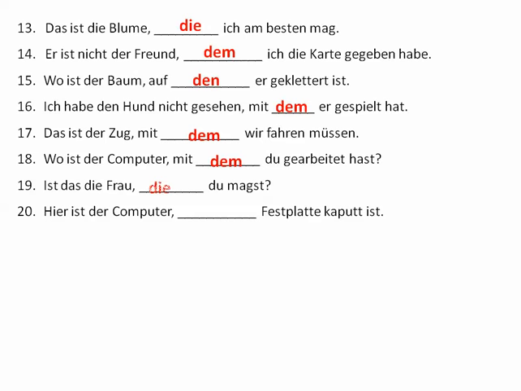Ist das die Frau, die du magst? Okay, so you like the lady, she's the direct object, accusative, die is the same. Hier ist der Computer, dessen Festplatte kaputt ist. Whose hard drive is kaputt, okay?